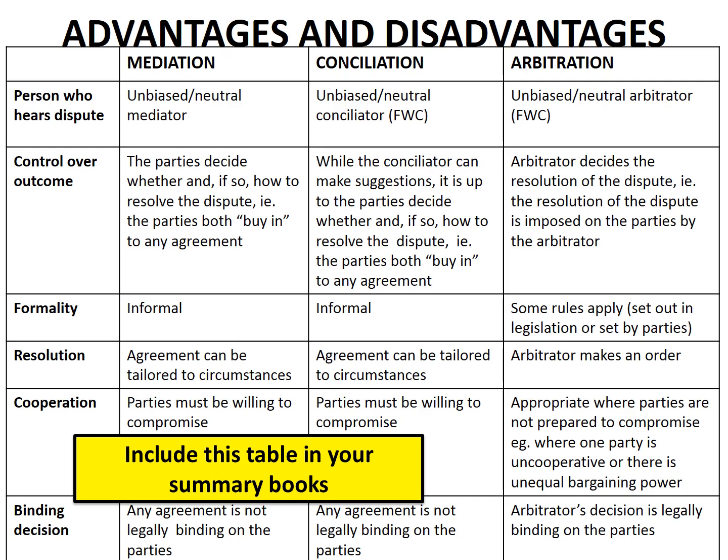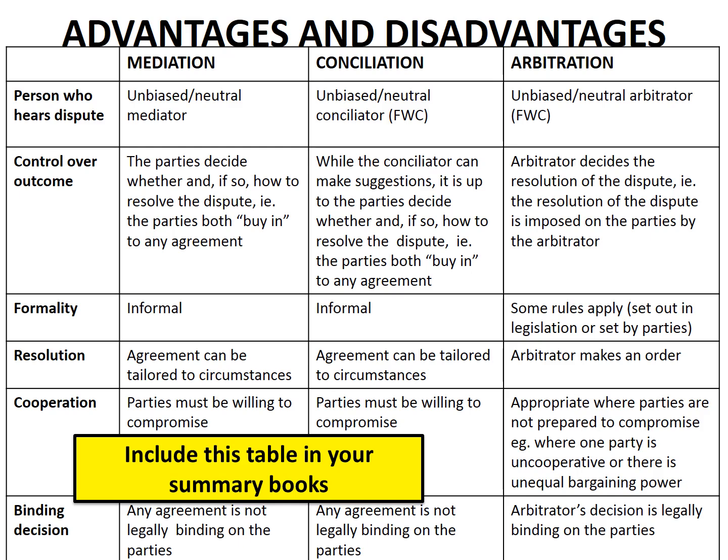For example, where one party is just being uncooperative, or indeed where there is an inequality in bargaining power between the parties, so that one party is in a much stronger bargaining position than the other party, and if they were left to try and reach an agreement by themselves, that agreement would be very one-sided because the stronger party would effectively beat the weaker party into submission.